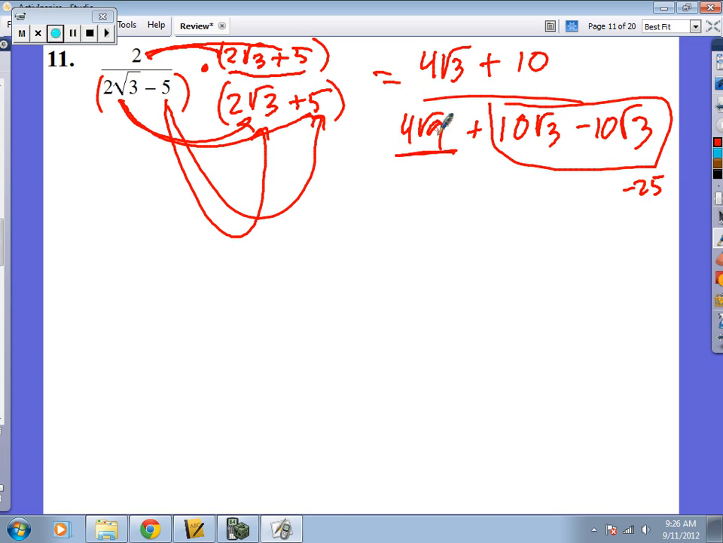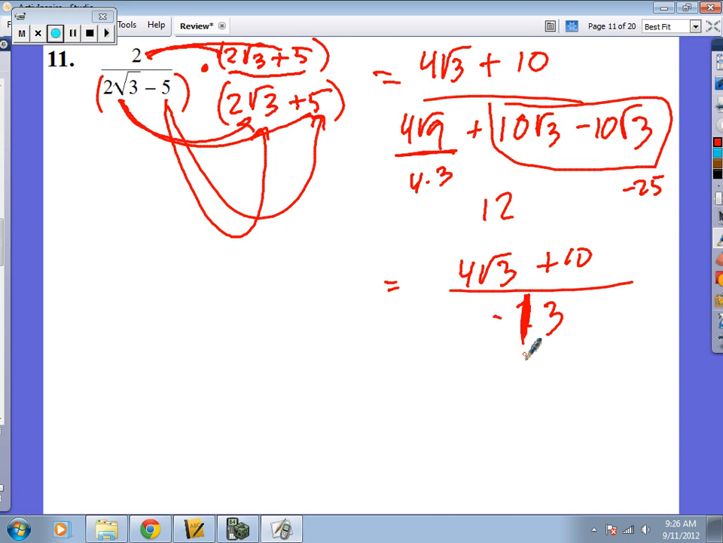So this is sweet because the square root of 9 is a whole number 3. So it's really 4 times 3. So it's really 12 minus 25. So the top, we've got 4 times the square root of 3 plus 10. And on bottom, 12 minus 25, is that a negative 23? Oh, negative 13.